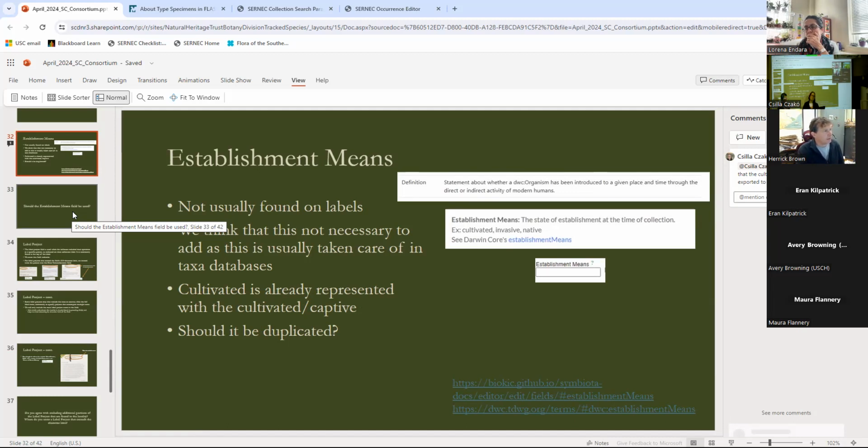But by checking the cultivated box, you're basically saying that it's actively under cultivation. Does that make sense? And again, it's not talking about the taxa. I know it's saying introduced or naturalized species or something like that, but it really should be focused on, in terms of the data we're entering, the specimen itself.